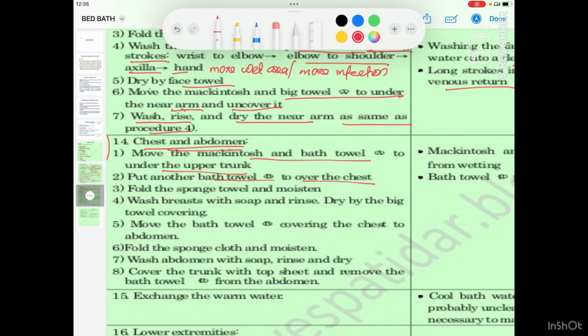Fold the sponge cloth and moisten. Wash the breast with the soap, rinse and dry, covering with the big towel. Move the bath towel covering the chest to the abdomen, fold the sponge and moisten, and wash the abdomen with the soap, rinse and dry. Cover the trunk with the top sheet and remove the bath towel from the abdomen.